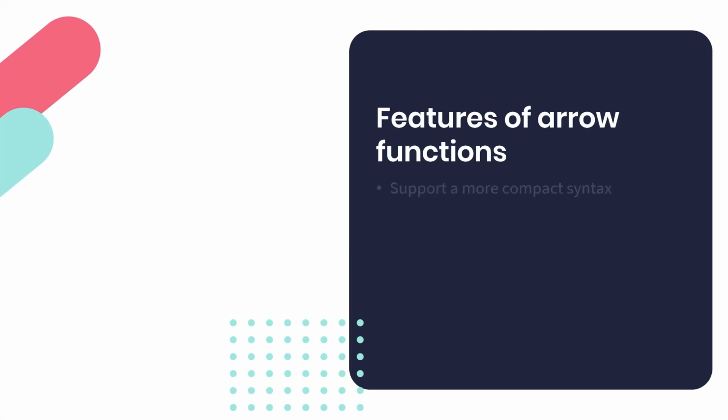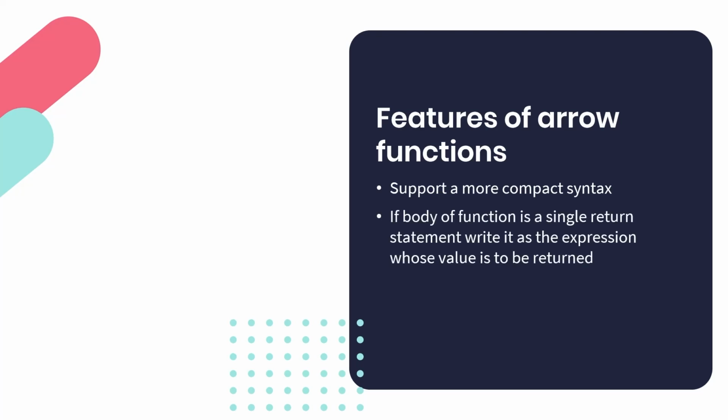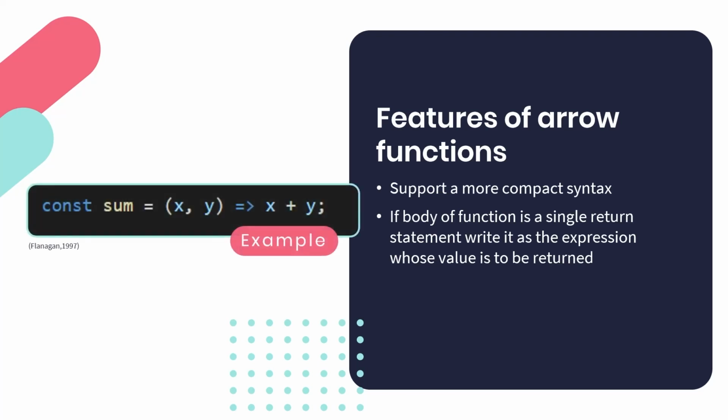But arrow functions support an even more compact syntax. If the body of the function is a single return statement, you can omit the return keyword, the semicolon that goes with it, and the curly brackets, and write the body of the function as an expression whose value is to be returned, like this.